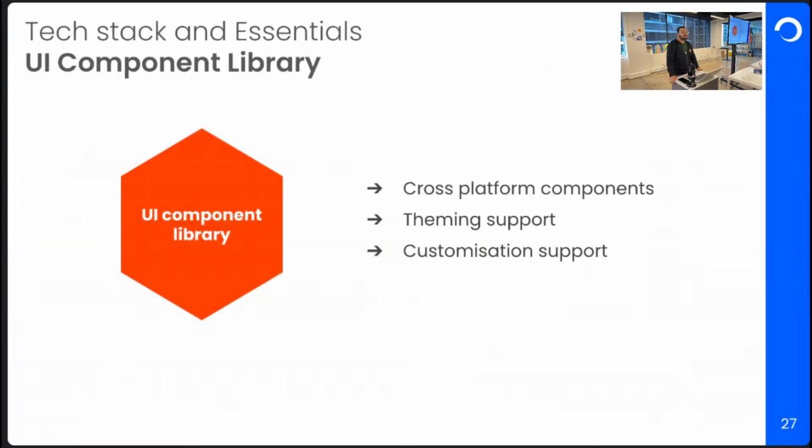All right, so next is the UI component library. This is another aspect that you have to take care of. Ideally, as I said earlier, you want to have a cross-platform compatible component library. You don't want to end up writing separate components for web and Android and iOS. And then you could need theming support, and then customization. By customization, I mean whatever framework you pick up off the shelf, you should be able to customize it enough based on your designs and whatever layouts or accessibility requirements.